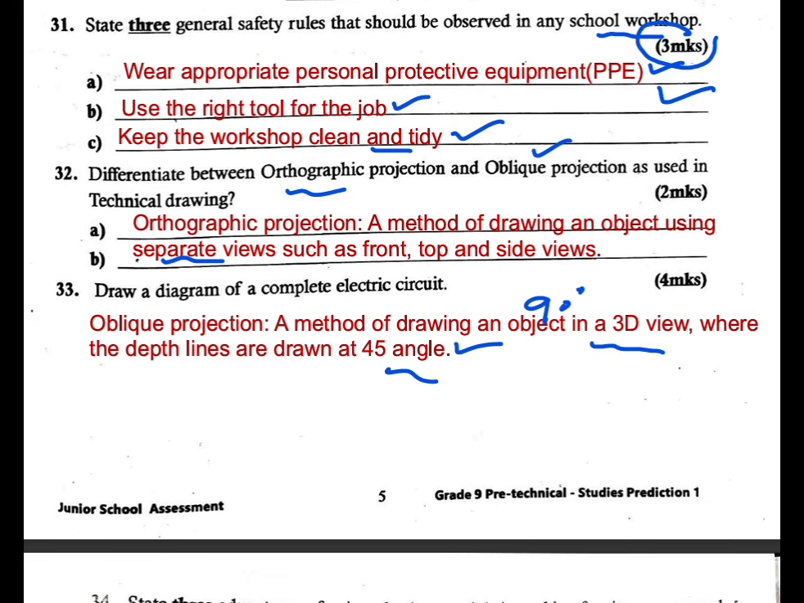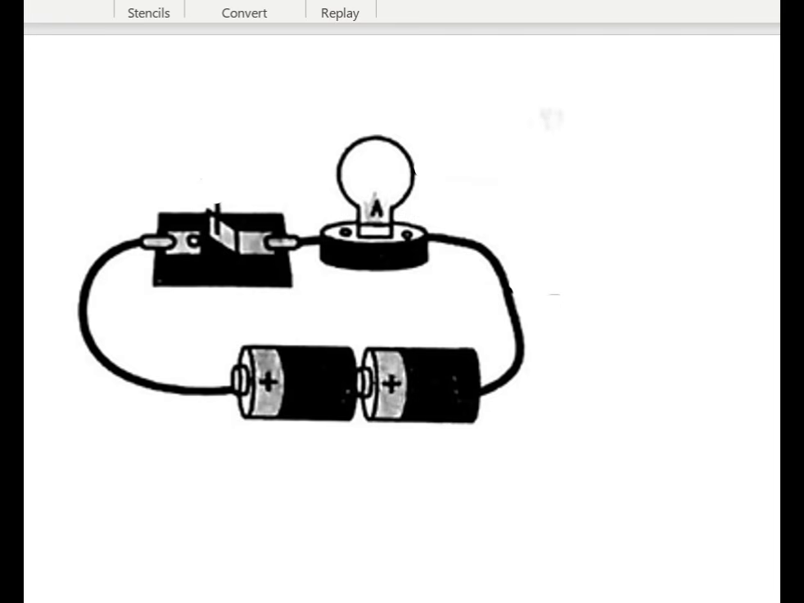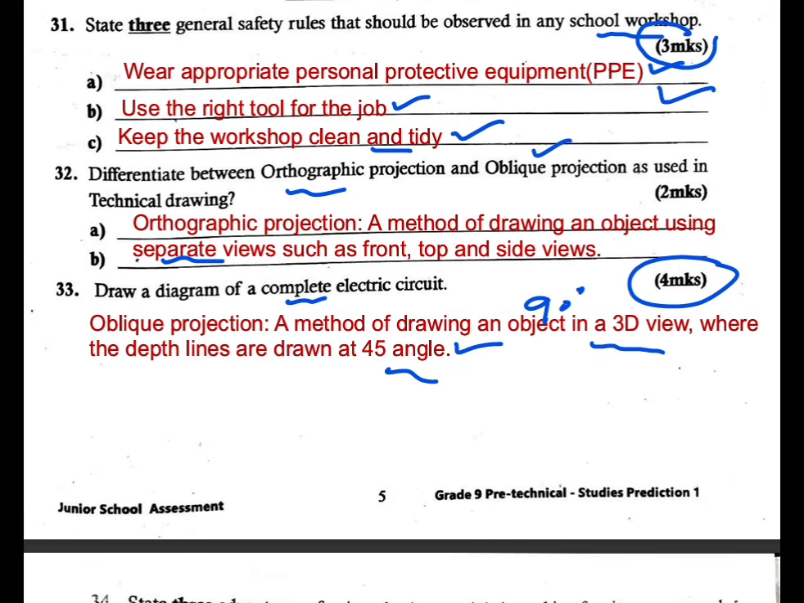Let us go to question number 33. It says draw a diagram of a complete electrical circuit. 4 marks for free. So remember, complete means it should have a battery, the cell, it should have wires, it should have a bulb, and it should also have a switch. You get those 4 marks. So you can draw. I'm going to show you a picture like this. So have your bulb, wires, batteries, and a switch. So you can see it has 4 components, and then you score those 4 marks. This one is easy. I know you can draw.